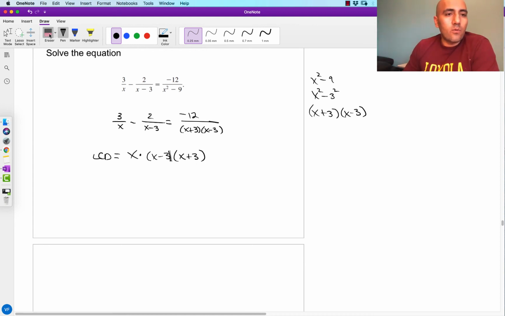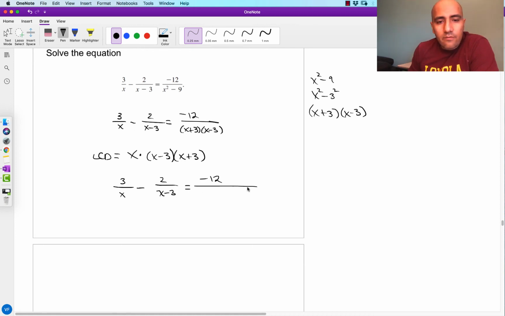And so using one of each of those, we'll be able to get the least common denominator. Okay, so I'm going to copy it here. 3/x minus 2/(x minus 3) equals -12 divided by (x plus 3)(x minus 3).